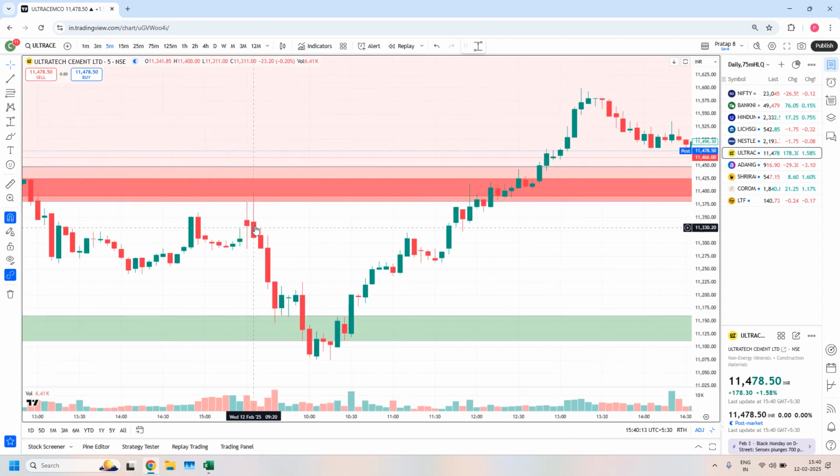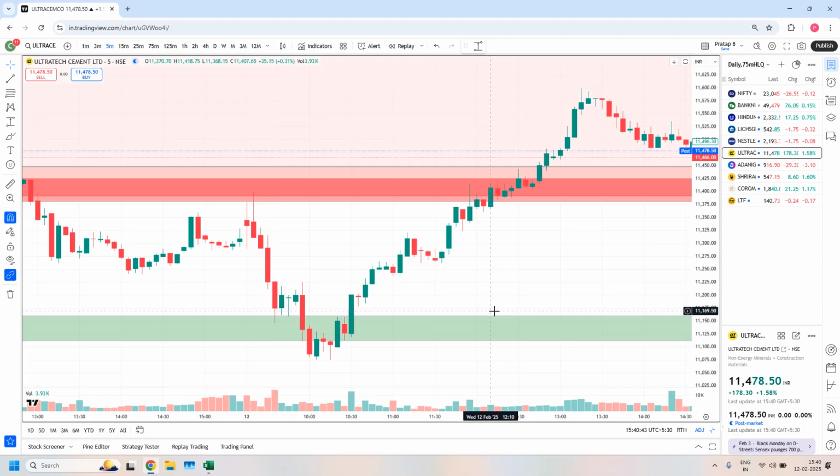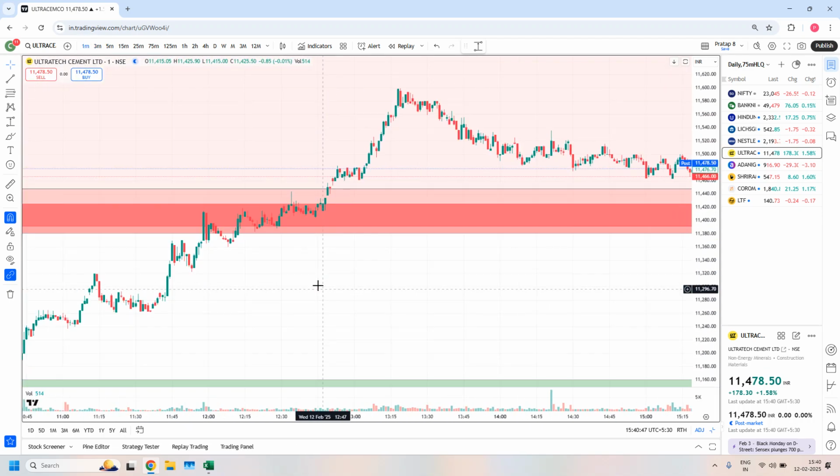And today we got the trade here. Morning 9:20, 9:35, 5 minutes candle, it completed the trade. Just 15 minutes. In 15 minutes, do you know how much profit UltraTech Cement has given? It has given 11,550 rupees profit, which is 11.3% ROI as per one futures margin cost in just 15 minutes. If you exactly want to know how many minutes, go to 1 minute time interval, you will understand.